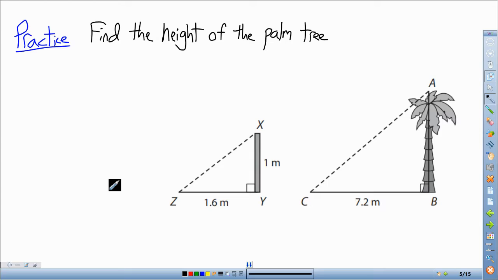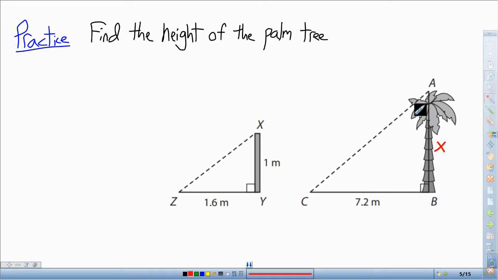I'm going to have you try one out on your own here. This one is asking you to find the height of the palm tree. This right here is what you're looking for, which, when you go to write this, you might want to just call X. That's what we're looking for. And here's what we have. We have a wall that we know is 1 meter high, and we can see that it's casting a shadow of 1.6 meters. The palm tree is casting a shadow of 7.2 meters.